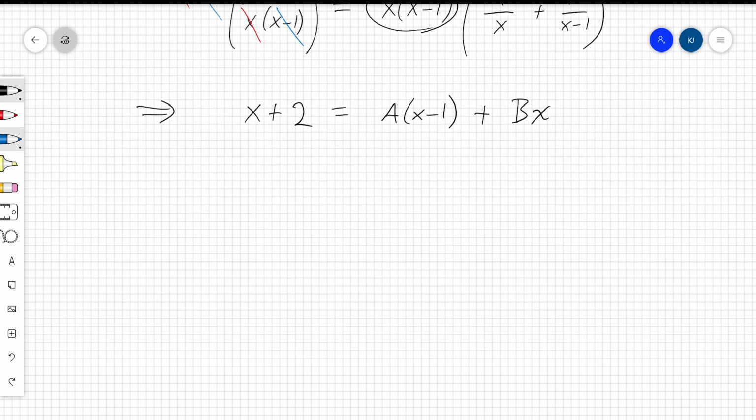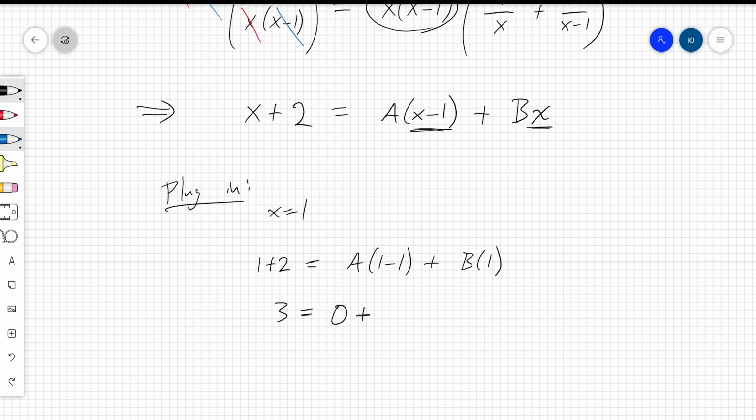And now you want to plug in particular x values so that you can hopefully figure out the values of a and b. Here it's a good idea to maybe plug in the roots of each of these. The root for this first one is positive 1. The root for the second one is 0. So I would plug in x equals 1. If x equals 1, then the left side is 1 plus 2, and the right side is a times 1 minus 1 plus b times 1. That means that 3 is equal to 0 plus b, and therefore b is 3. So that's one of the things that we were looking for.